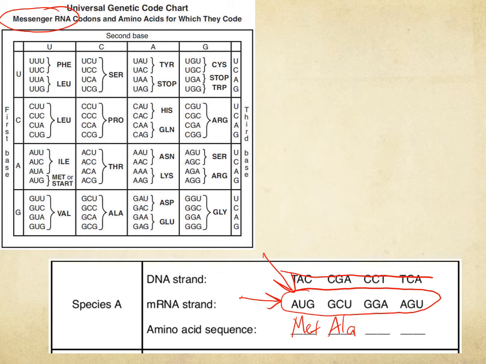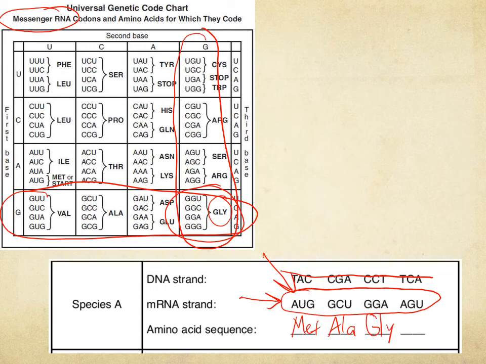First letter G, I'm still in the bottom row. Having the second letter G, that means I'm looking up here now. And where they intersect is all the way at the bottom here. And the last letter is A. Again, all four choices in this box are the same thing. So it's going to be glycine, gly, G-L-Y. That's my third amino acid.